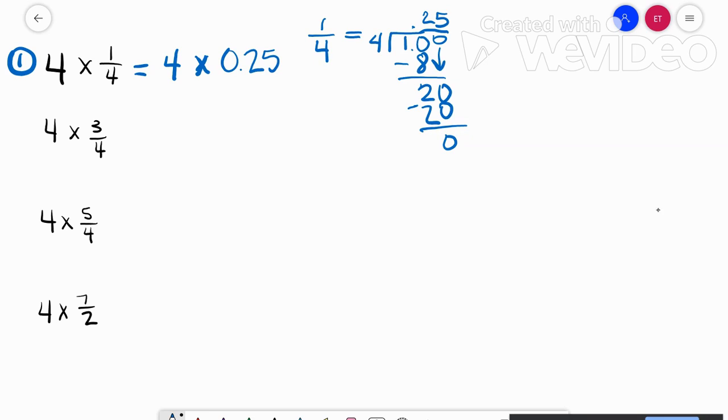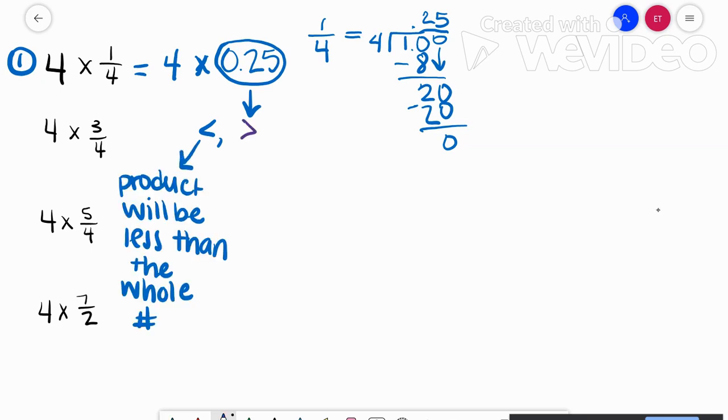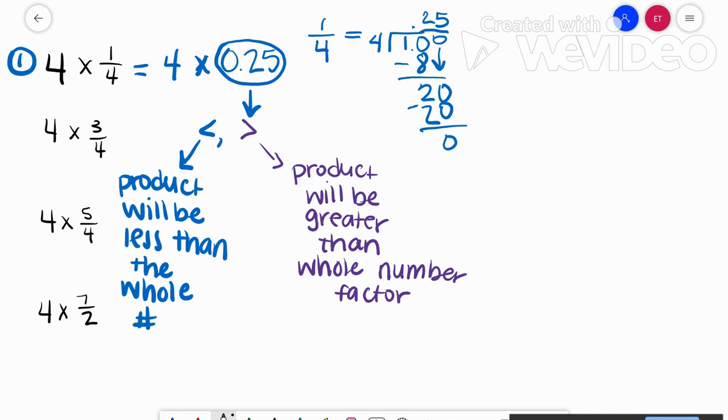From here, when I'm looking at my second factor, all I need to ask myself is, is it less than or greater than 1? So again, because this 1/4 or 25 hundredths is less than 1, I know my product is going to be less than 4. And when we multiplied it out, we got 1.